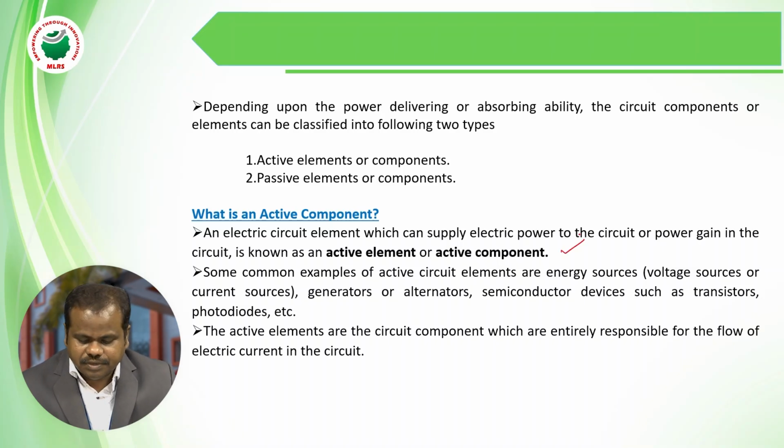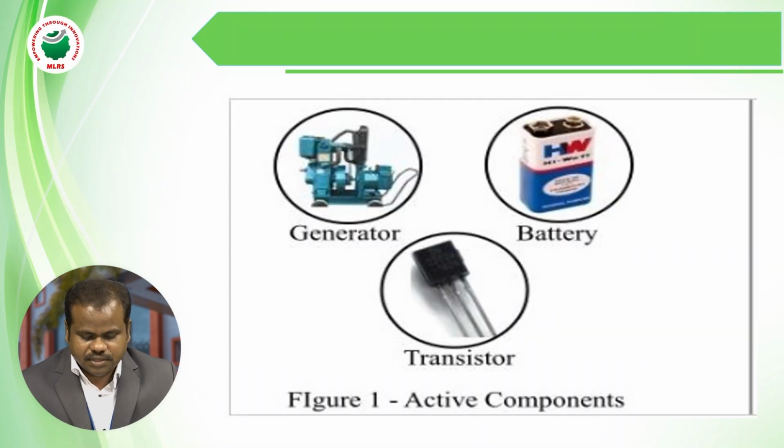Some common examples of active circuit elements are the energy sources, nothing but the batteries, generators or alternators, and semiconductor devices such as transistors, photodiodes, etc. The active elements are the circuit components which are entirely responsible for the flow of electric current in the circuit. So these are the examples for active elements: generator, battery, and transistor.